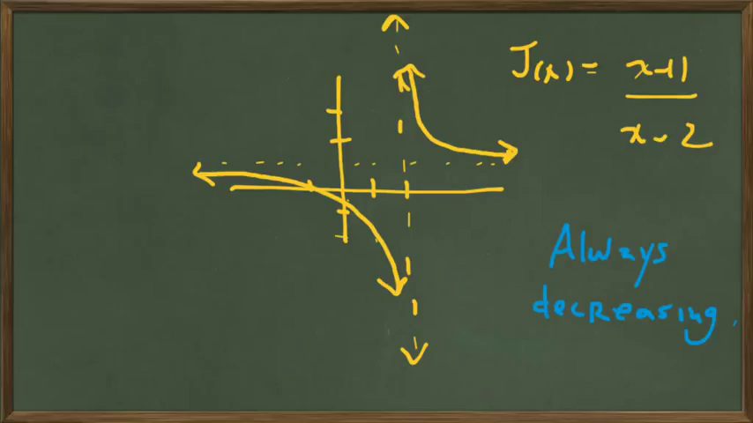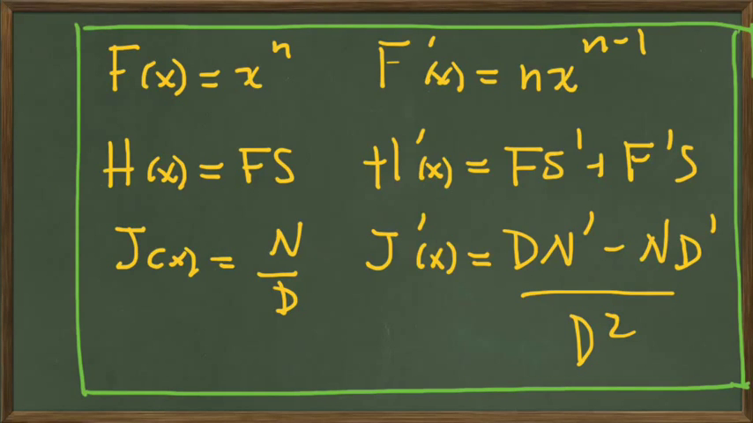So here's a graph of the function x plus 1 over x minus 2, and we can see that both sections of it on either side of the vertical asymptote are decreasing, and that the function is always decreasing. On the final slide, let's sum up what we've learned in the past two videos. So we had the power rule, f prime of x is n x to the n minus 1. The product rule, f s prime plus f prime s, and the quotient rule, d n prime minus n d prime over d squared.